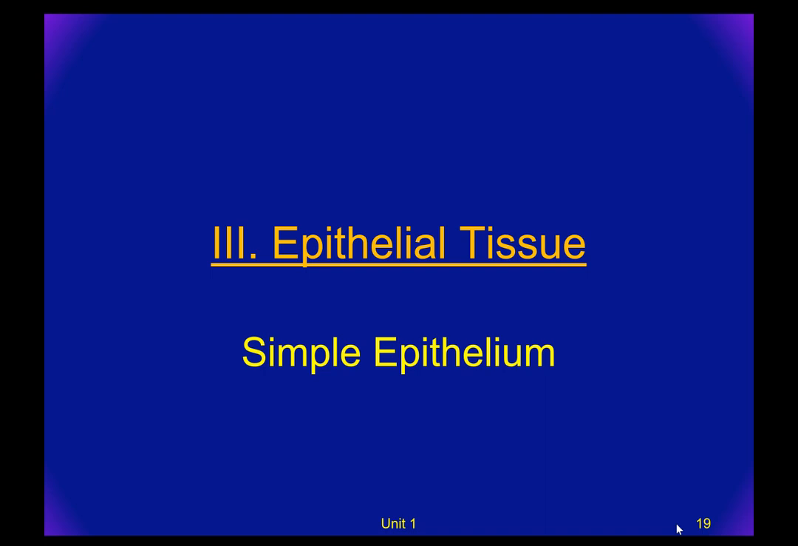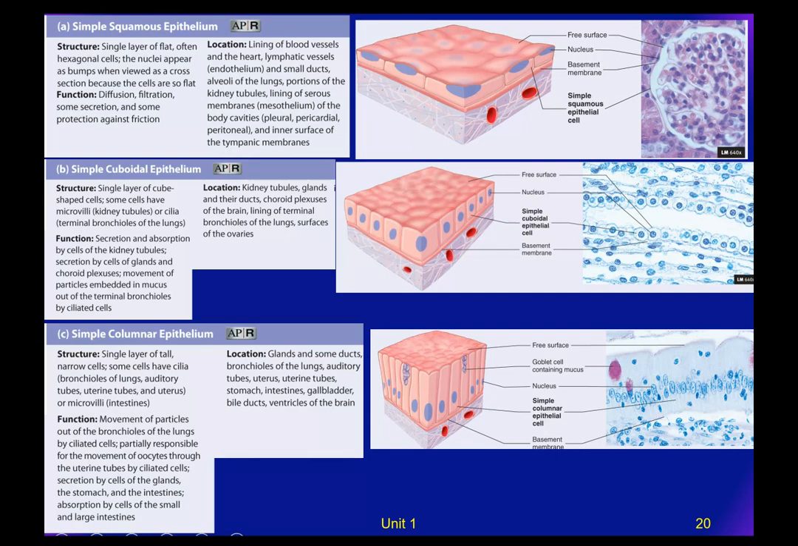All right, so let's continue with epithelial tissue. Again, if you know what you're looking at as far as number of layers, you're good to go with the first name. And then if you can tell me the cell shape, then you're good with the second name. So the simple epithelium. Simple automatically means one layer, right? So I've got one layer of squished cells, one layer of cuboidal cells, and one layer of columnar cells. So I've got simple squamous epithelium, simple cuboidal epithelium, and simple columnar epithelium.